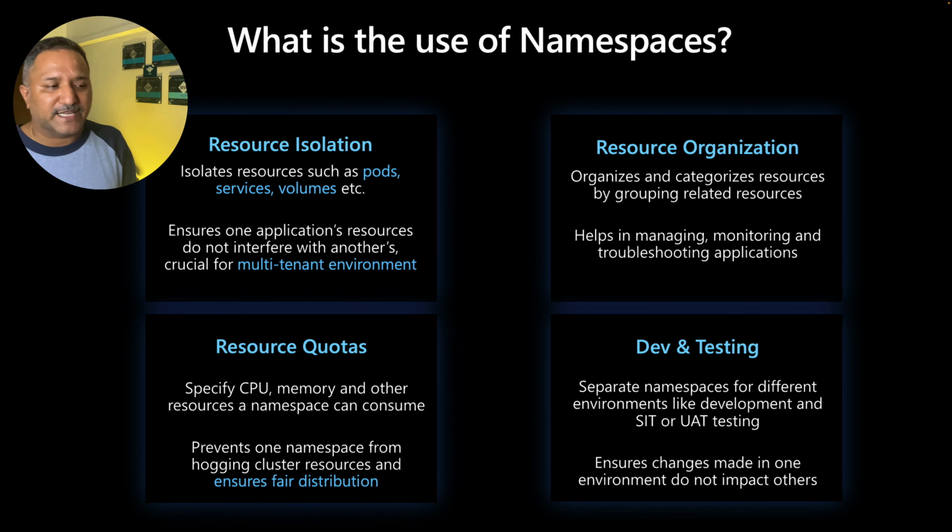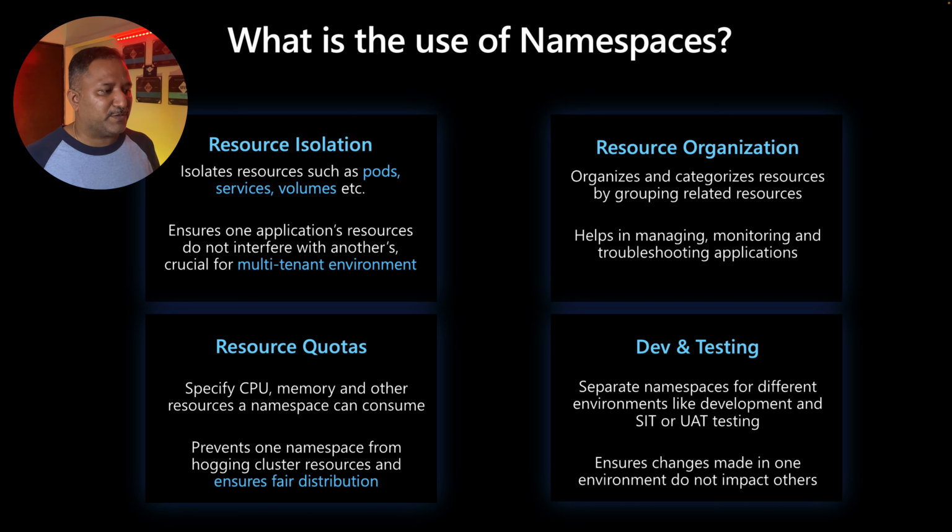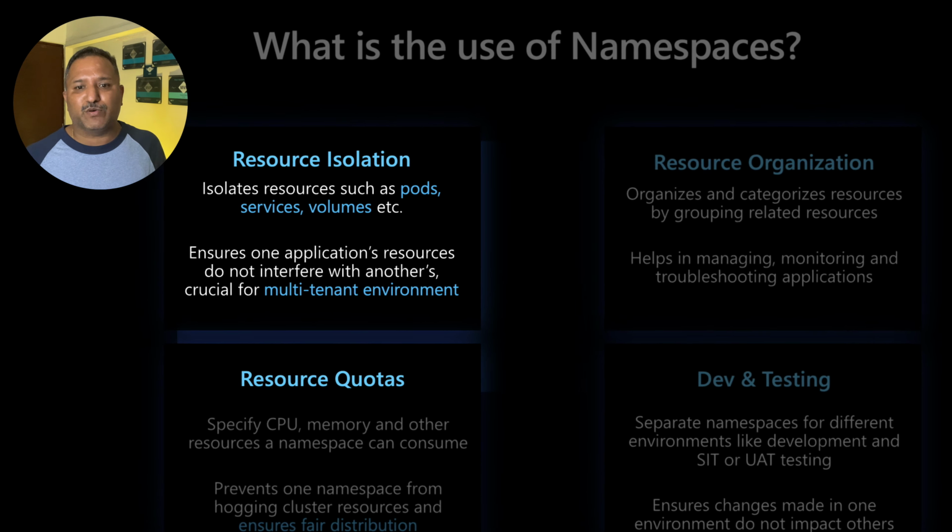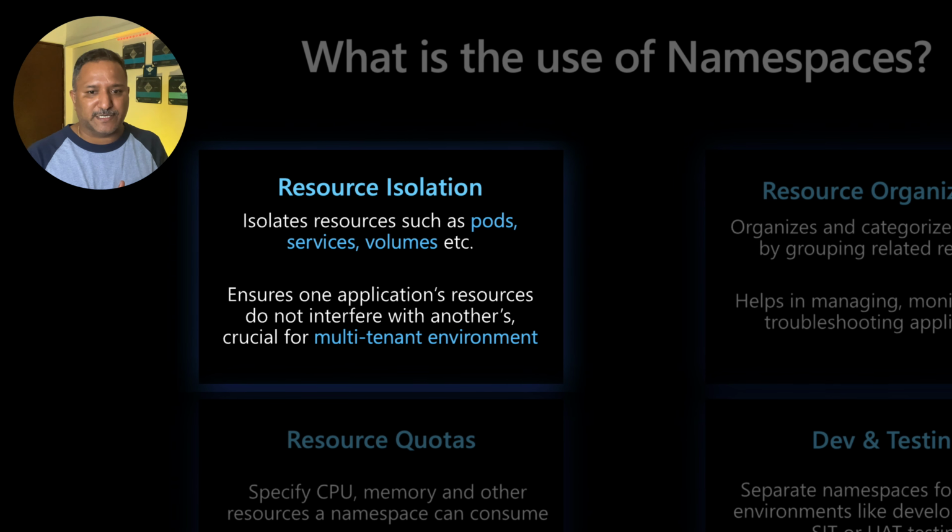What is the use of creating a namespace? Namespace is a very basic object. It comes as part of the Kubernetes built-in APIs, and some of the benefits of using namespaces are, first, resource isolation. We can isolate resources such as the pods, services, volumes, etc., and ensure that one application's resources are organized in a logical manner, and they are isolated for that particular application.